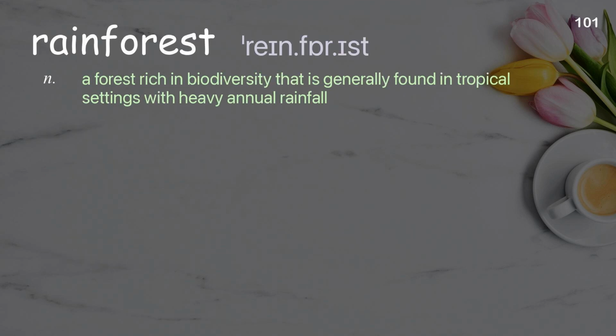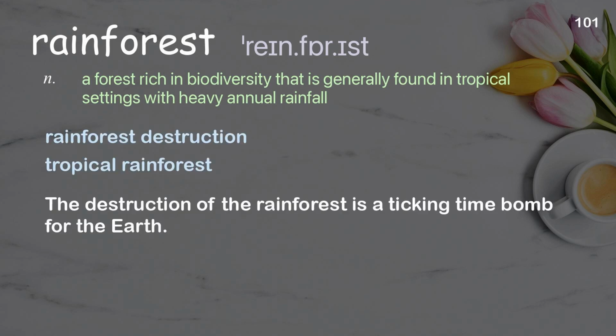Rainforest. A forest rich in biodiversity that is generally found in tropical settings with heavy annual rainfall. Examples: Rainforest destruction. Tropical rainforest. The destruction of the rainforest is a ticking time bomb for the earth.